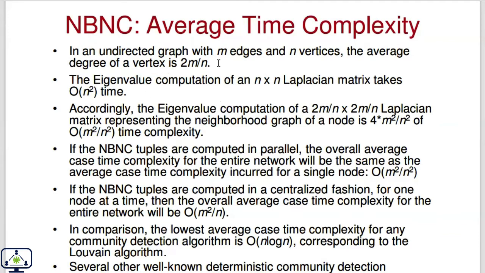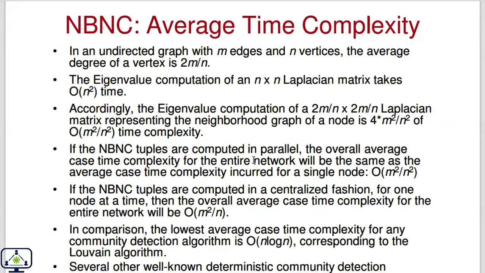If you want to compute the eigenvalues for this Laplacian matrix for an n by n graph, it's big O of n squared time. But we are not computing for the entire graph. We are just computing for the neighborhood graph. The reason I brought up average degree is that the average degree of a vertex represents, on average, the number of vertices in the neighborhood graph. So we are going to have neighborhood graphs of size 2m over n vertices. The computation time for the eigenvalues of this Laplacian matrix for the neighborhood graph is going to be (2m/n) squared, so it's like m squared over n squared time complexity.